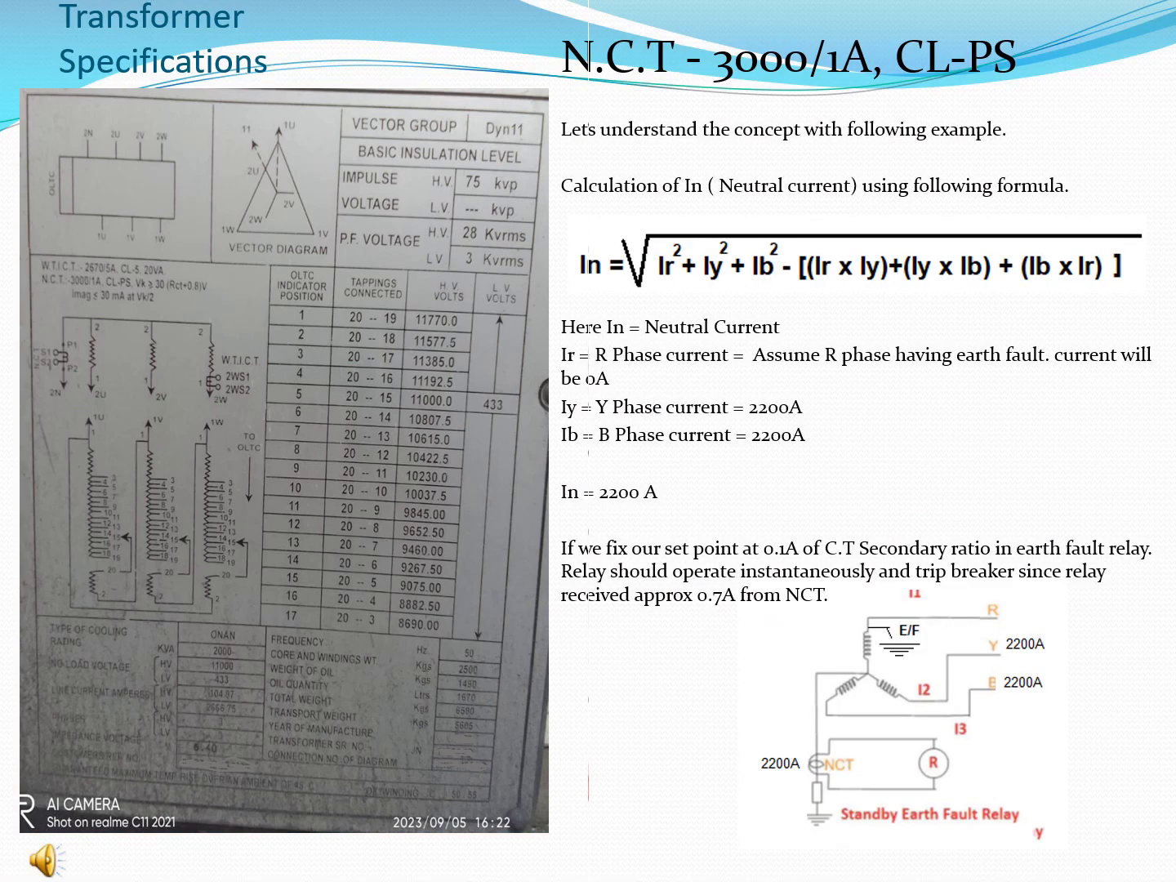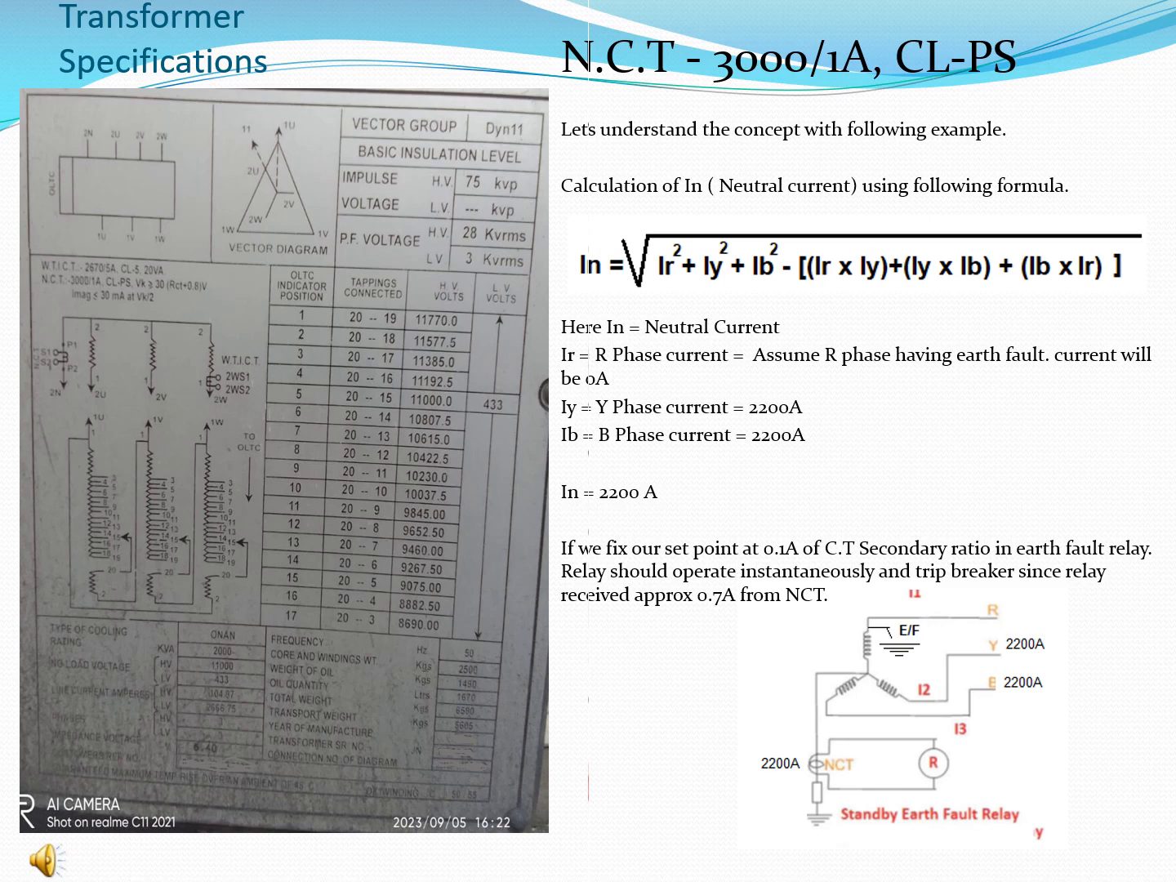In continuing with the NCT details, here in the transformer specification we can see that the primary current of the neutral current transformer is 3000 amps and the secondary current is 1 amp, and the class is special protection, that is called PS. Okay, let's start with the concept with the following example.